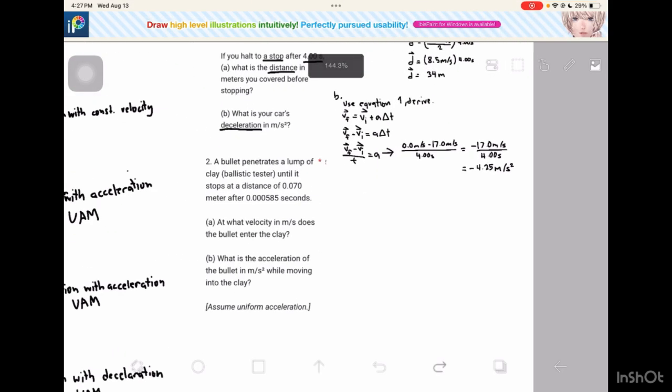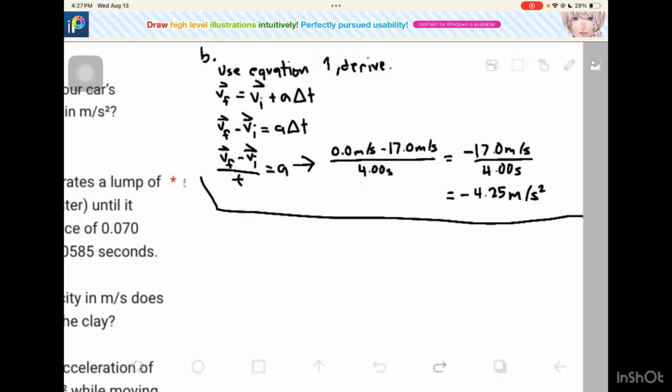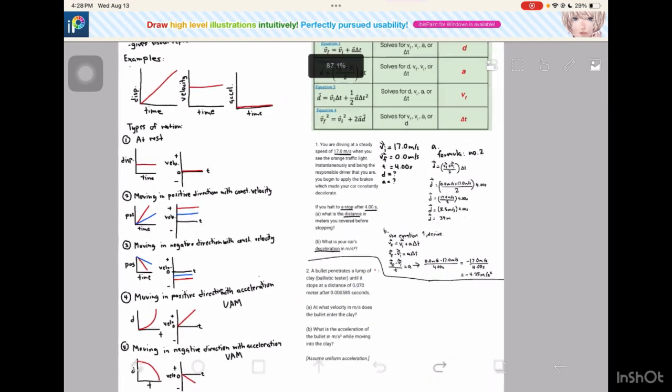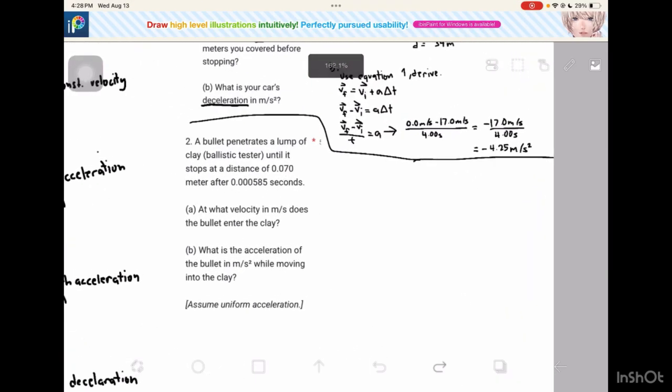Okay, I need to adjust this. No, I'll just cut it off. Okay, there, that'll do. Alright, last problem.